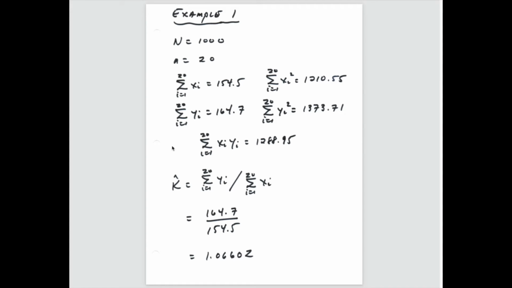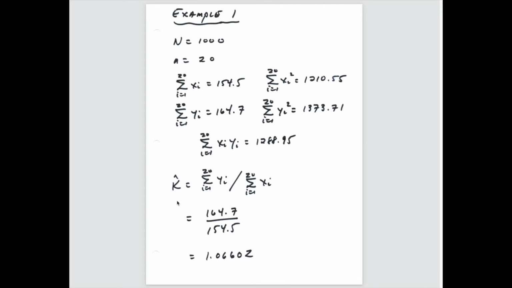And then we calculate the following summary statistics. The sum of the x's is 154.5. The sum of the y's is 164.7. The sum of the squared x values is 1210.55, and the sum of the squared y values is 1373.71. We also need the sum of the products of the x's and the y's, and that turns out to be 1288.95. So these are the summary statistics that we'll need in order to estimate k hat, calculate the margin of error, and then construct the confidence intervals.